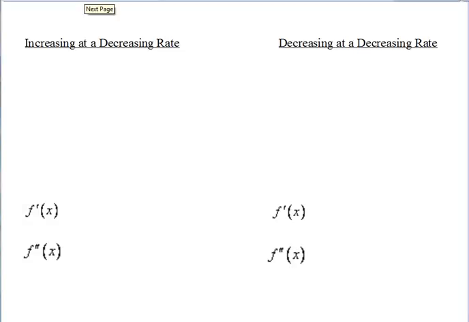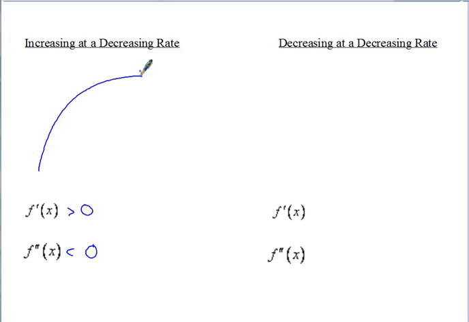Now let's look at the other two cases. Increasing at a decreasing rate would look something like that. The first derivative here is greater than 0. It is positive. It is increasing. But the second derivative is less than 0, since it's concave down. You can see the slope, or rate, is decreasing.